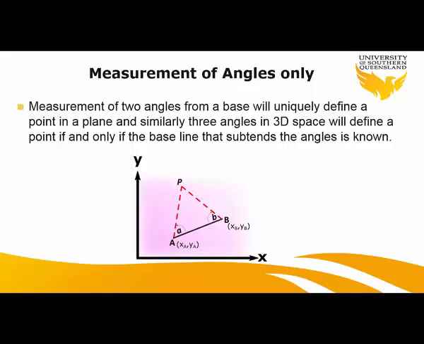The next one is measurement of angles only. Measurement of two angles, as we know, in 2D space defines a point. So if I know the coordinates of points A and B, and I know these angles, this defines a point P for me. But if you want to have that point defined in 3D space, you have to measure three angles, but we also have to know the baseline, which in this case is A to B. So we have to know the base coordinates and also the orientation and length of the base, to be able to define that point in 3D space.